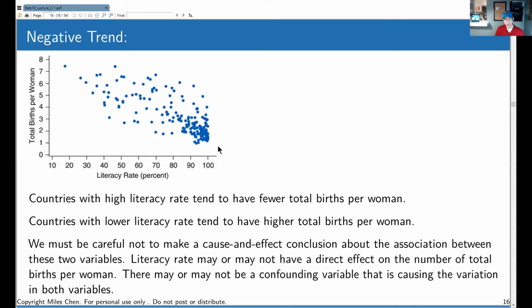Now we have to be careful not to make a cause and effect conclusion about the association between these two variables. There's definitely a negative association, but it would be dubious of us to say that if we get people to read, then women will have fewer children. I mean, it might. I don't know how all of these things go.